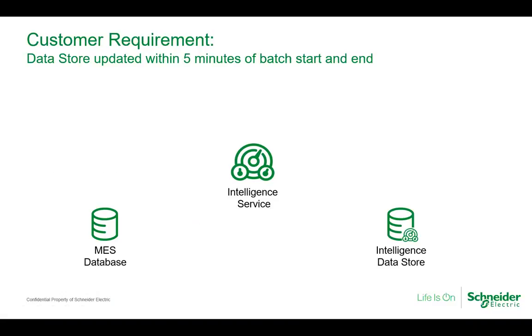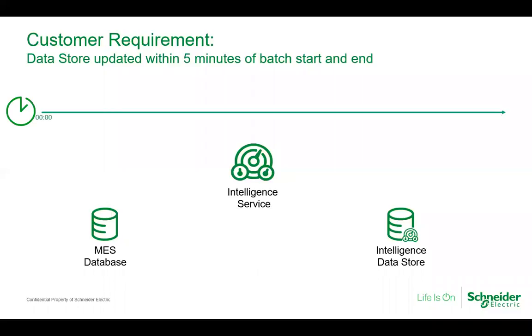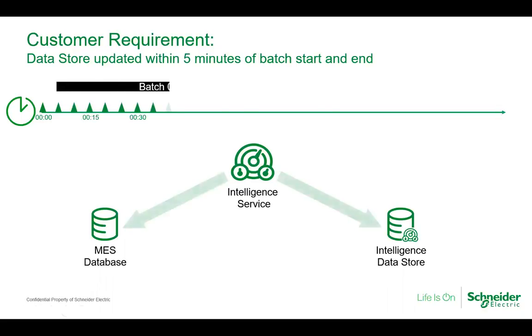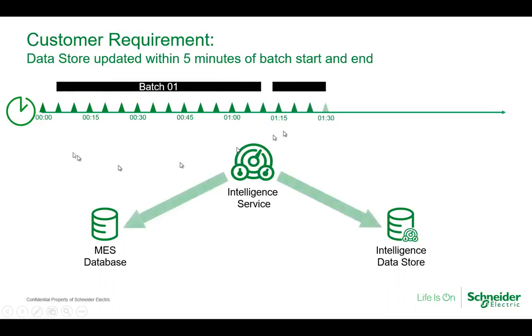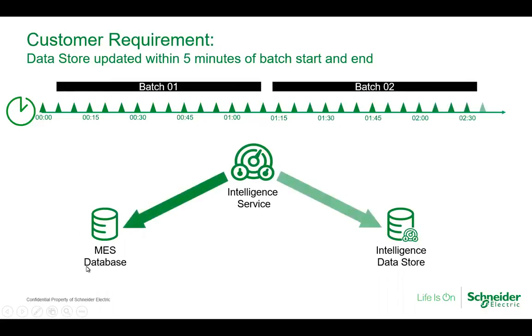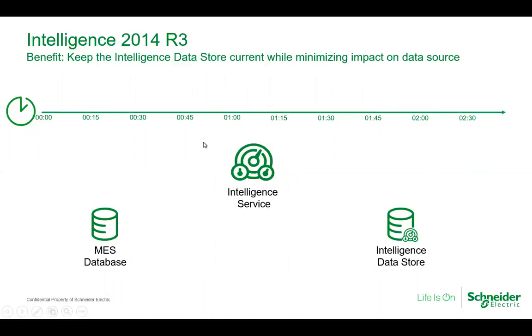The way we would have done this with the previous release of Intelligence is that we would have configured a refresh rate of every 5 minutes, where the Intelligence service queries the MES database, transforms and stores into the Intelligence data store, and repeats every 5 minutes so that we capture the batch start and batch end at least within those 5 minutes. This results in a lot of unnecessary requests to the MES database and a lot of unnecessary processing by the Intelligence service. In this case, we have something like 30 refresh executions in my example.